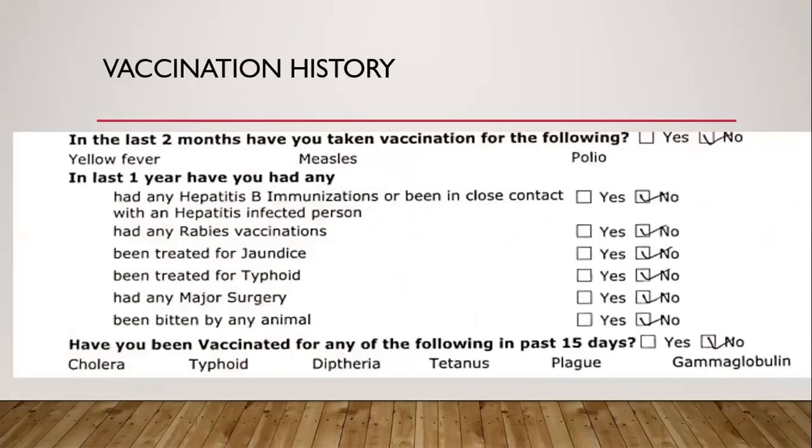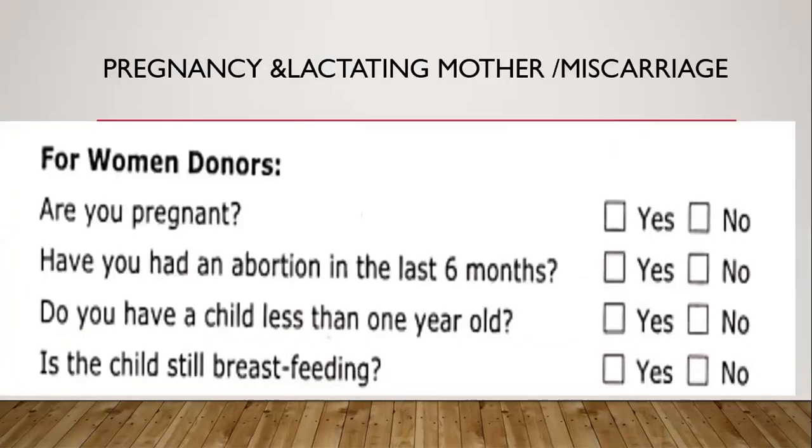Then vaccination history. In the last 2 months, have you been vaccinated for cholera, typhoid, diphtheria, or tetanus? Did you have any major surgery, or any measles? The next slide is asking questions especially for female donors above 18 years of age: pregnancy, lactating mother, miscarriage.